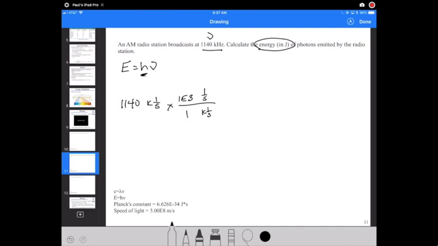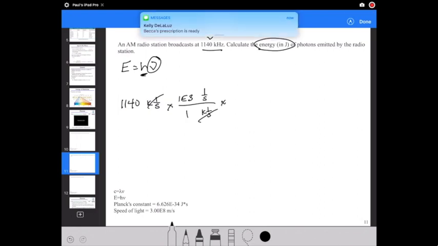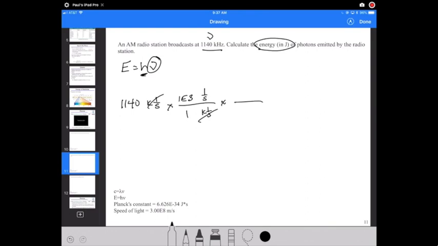Now I have frequency in terms of hertz, which is that unit there. Then I multiply it by Planck's constant, which is 6.626 e to the minus 34 joule second. A second on the bottom, a second on the top. The seconds cancel out. I'm now left with joules. Anybody get a number on that one?